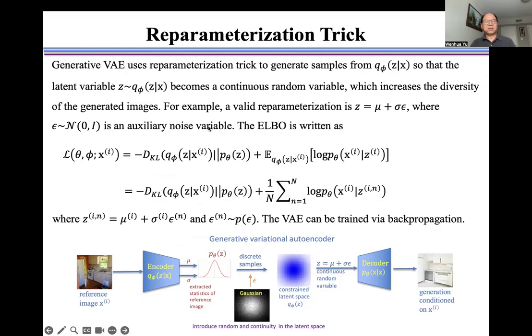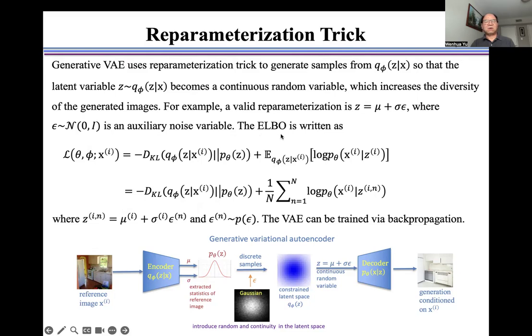Generative VAE uses the reparameterization trick to generate samples from Q phi so that the latent variable Z becomes a continuous random variable, which increases the diversity of the generated images. For example, a valid reparameterization is Z calculated by using mu and sigma and epsilon, where epsilon is an auxiliary noise variable.